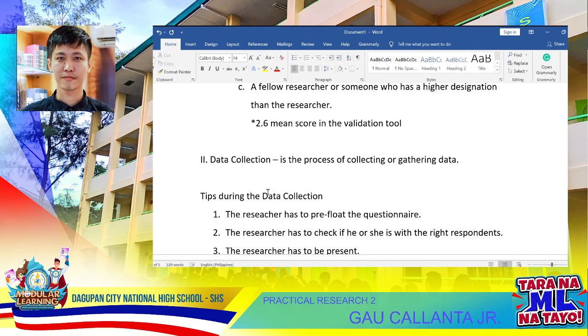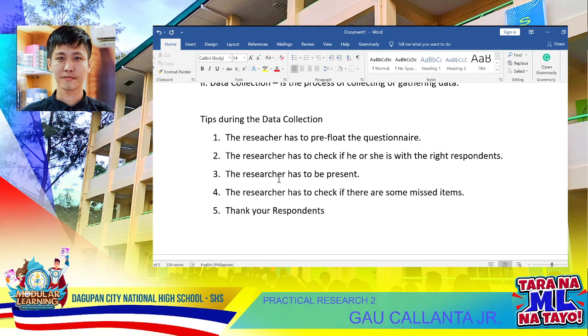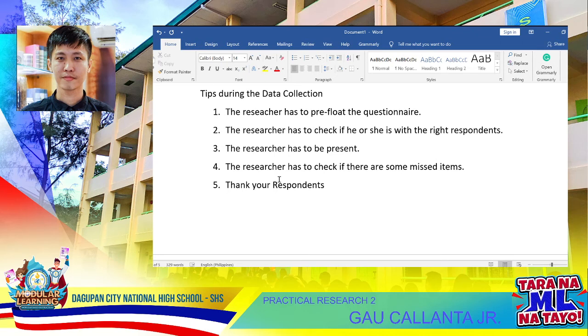Now, the second part would be data collection, or the process of collecting or gathering data. Here are the tips. Your questionnaire has to be pre-floated. Number 2, you must check if you have the right respondents. Number 3, the researcher, you must be there. You must be present. Number 4, you have to check if there are some missed items, and you let the respondent answer the missed items, except if he or she refuses to; you cannot force him or her to answer that particular item. And of course, you have to thank your respondents.